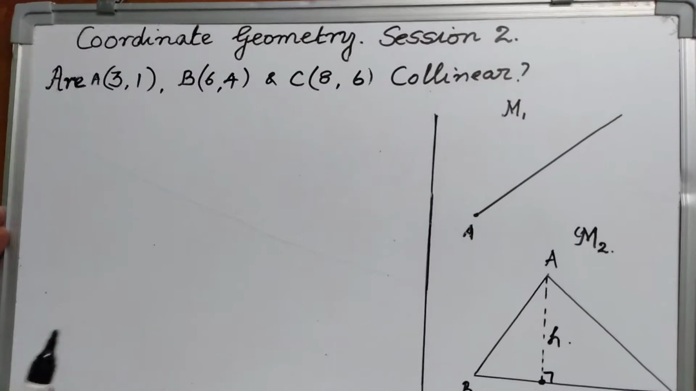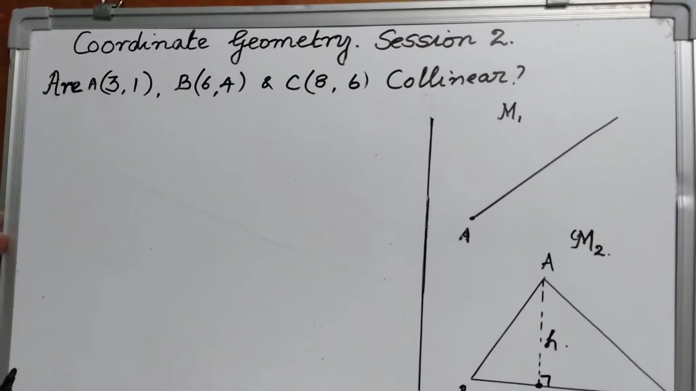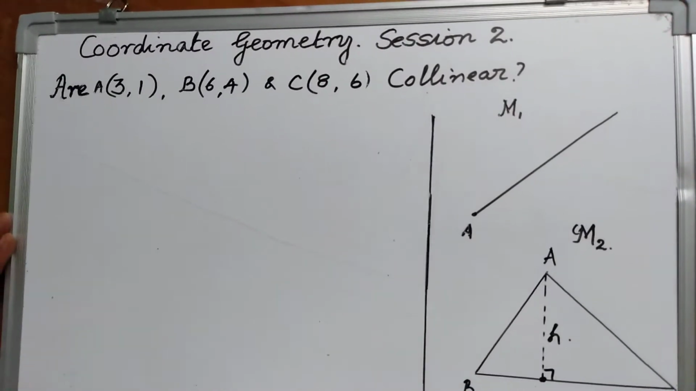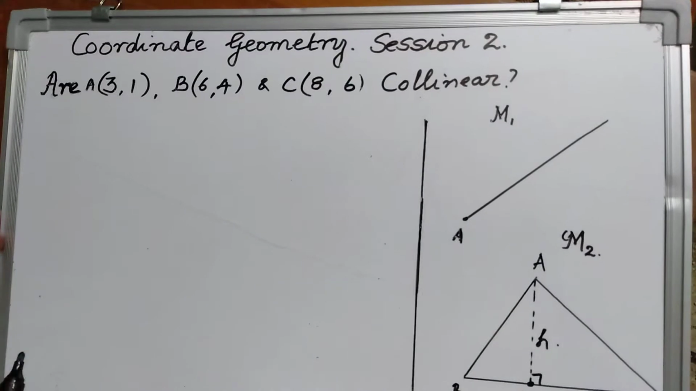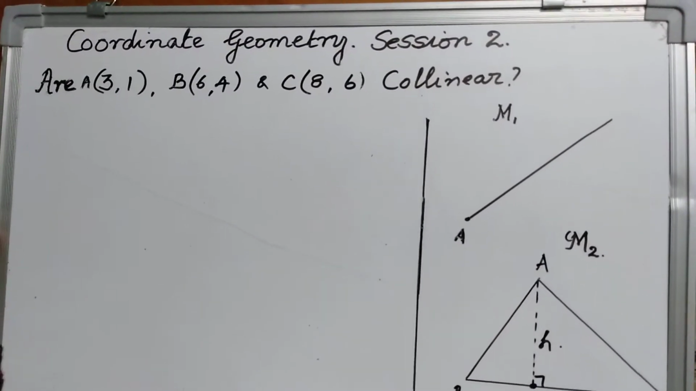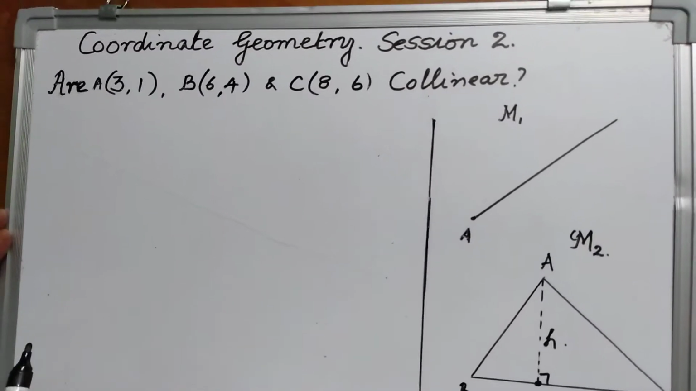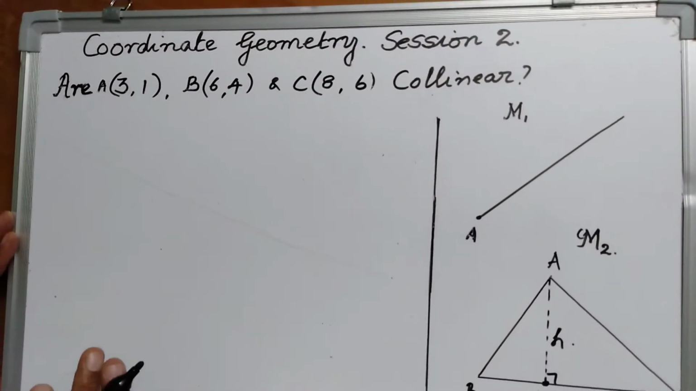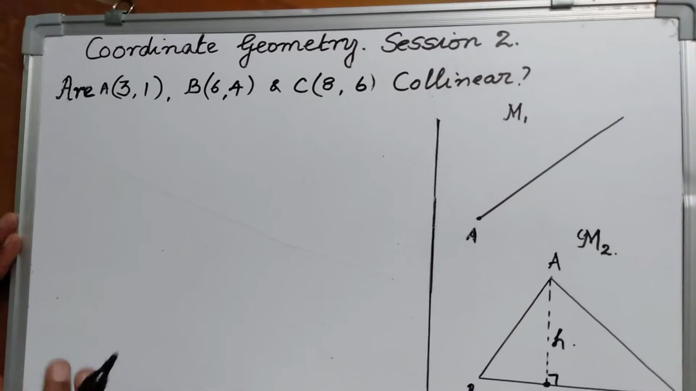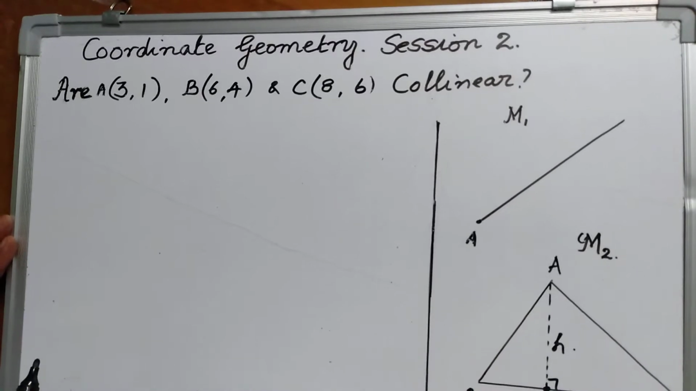I am adding one more statement to that. The centroid divides the median in a ratio 2:1. Make a small note about that in your fair note. I repeat, the centroid divides any median of the triangle in a ratio 2:1.